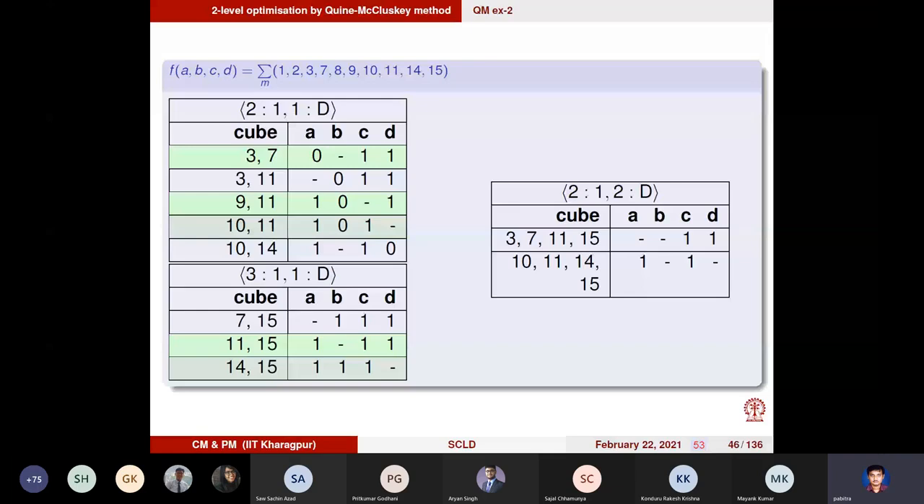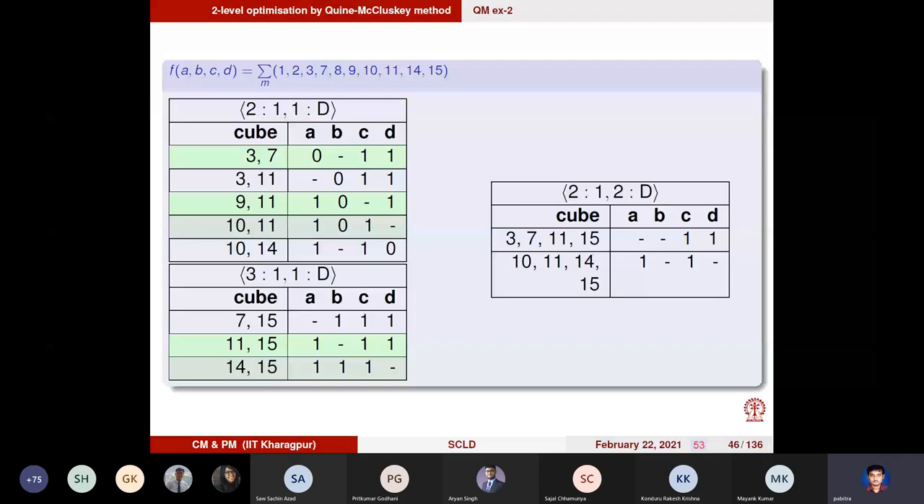11, 15 is an essential prime implicant. I can drop as well the columns 3, 11, and 15. Similarly, 8, 9, 10, 11 is an essential prime implicant. 10, 11, 14, 15 is also an essential implicant. Everything is an essential prime implicant.